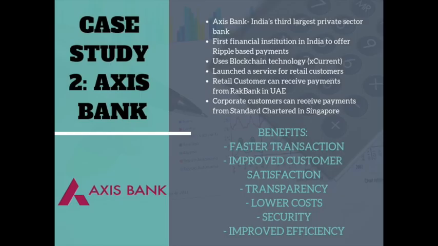We now have a case study about Axis Bank, which is India's third largest private bank. It has joined the Ripple network, which uses Xcurrent blockchain technology. This service enables its retail customers to receive payments from RAK Bank in the UAE and its corporate customers from Standard Chartered in Singapore. The benefit of this technology is that it ensures fast transactions, which in turn improves customer satisfaction. Also, this leads to transparent, cheaper, secure delivery of money across international borders.